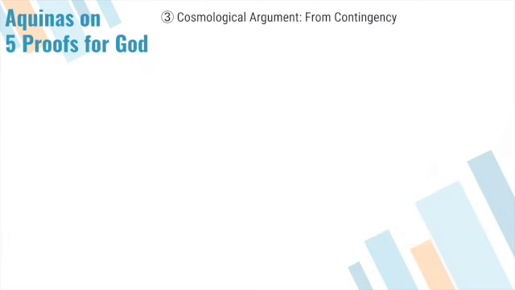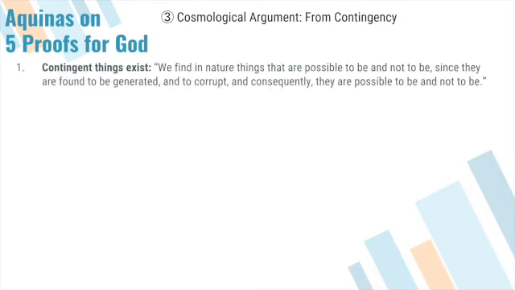Number 3, cosmological argument from contingency, right? Contingent things exist. That's the first statement. We find in nature things that are possible to be and not be. That's the definition of contingent. That it could have been or it could not have been, right? Since they are found to be generated, anything that is created or can be corrupted or fall apart, and consequently, they are possible to be and not be, right?